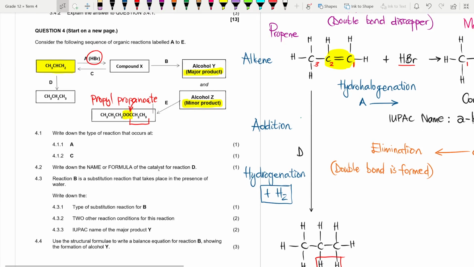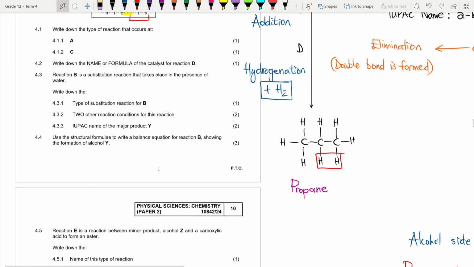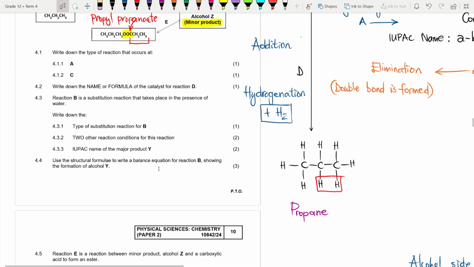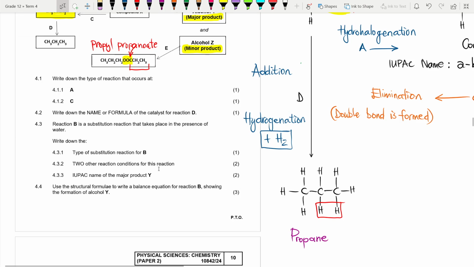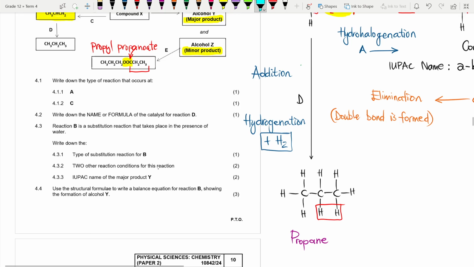4.1, write down the type of reaction that occurs at A and C. We answered that. Write down the name and formula of the catalysts. Oh yeah, that is the other thing that you have to really learn. I tell you the truth, these ones are not easy to remember. Not easy to remember. I'm not gonna lie to you guys.